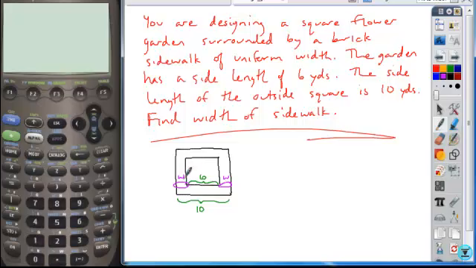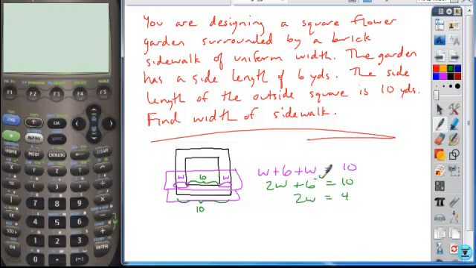It's basically just a sum of parts equal to the whole. So this W plus 6 plus W, the sum of all three of these parts has to add up to this long part of 10. And now it's just a matter of solving. If you combine your like terms, 2W plus 6 equals 10. Subtract 6 from both sides, and then isolate and solve for your W value. So you get the width to be 2.